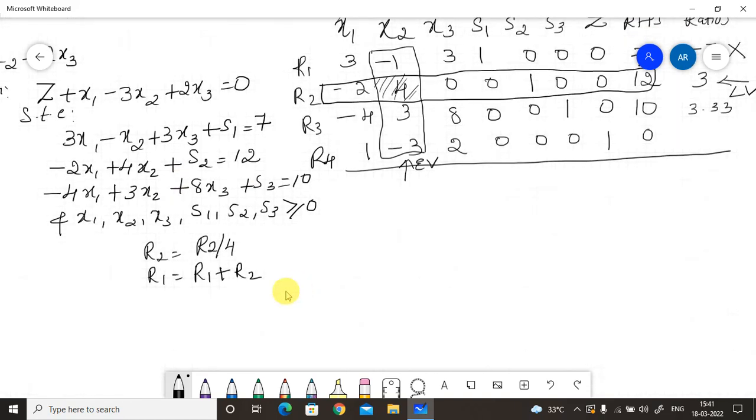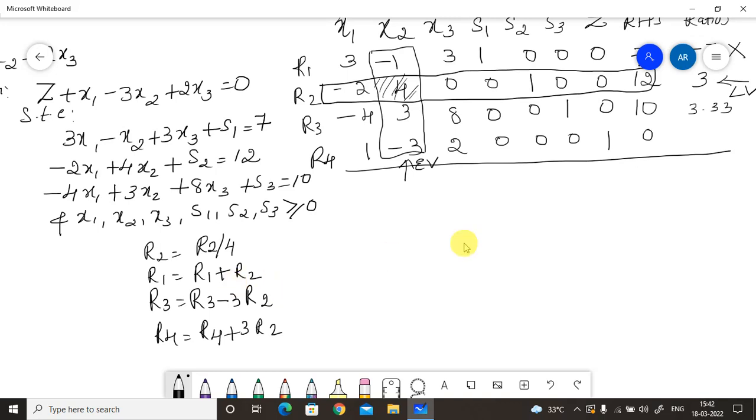What is the value of R3? What will be the new formula for R3? R3 equals R3, it is positive 3, so I will make it minus 3 into R2, R3 minus 3R2, right? And for R4 it is R4, minus 3 is there, so I'll write plus 3 into R2. Okay, so these are the new formulas to get the optimal solution.